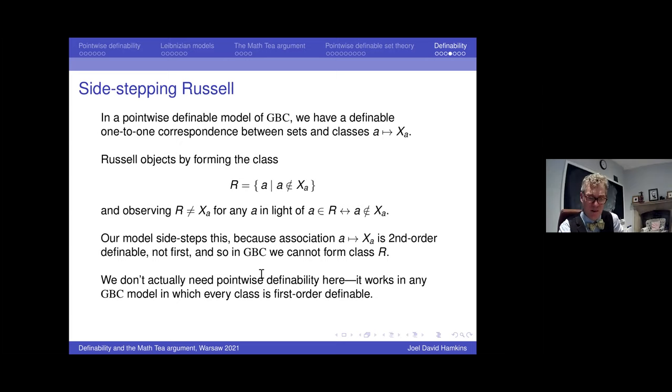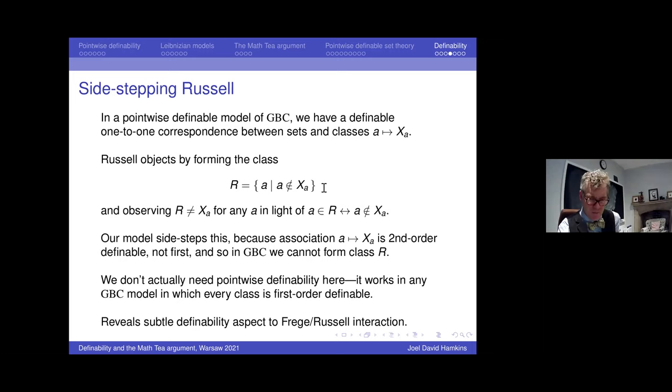Okay, so actually, to do this argument, you don't actually need anything about pointwise definability. It works in any GBC model in which every class is first order definable, even with parameters. We can do a version of this argument. There's a second order definable association of sets with classes inside any such model. And it sidesteps Russell because the Russell class that you would want to define would require second order comprehension, but you only have first order comprehension. I thought that was interesting.